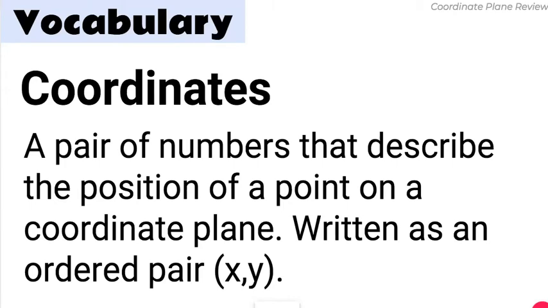On the coordinate plane, you plot points. And those points can be named using coordinates. So coordinates are a pair of numbers that describe the position of a point on the coordinate plane. It's written as an ordered pair (x, y). So it gives you directions. If you've ever heard in a movie, "What are your coordinates?" And then somebody gives information about where they're located. So it's like a location. So where's the point located on the coordinate plane? We write them as (x, y).